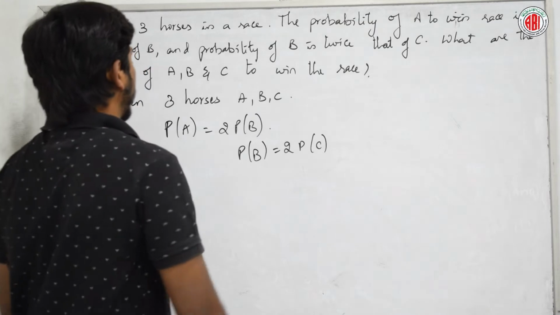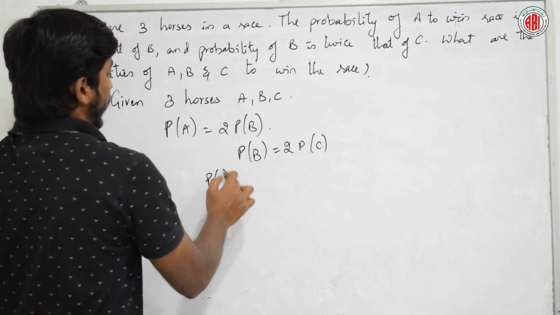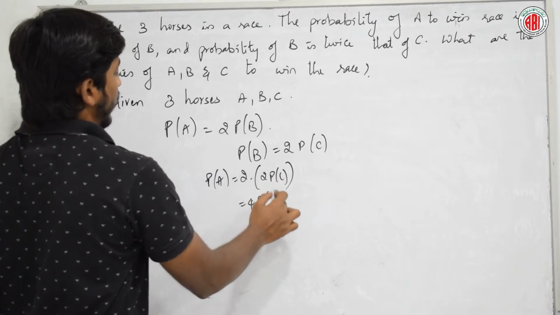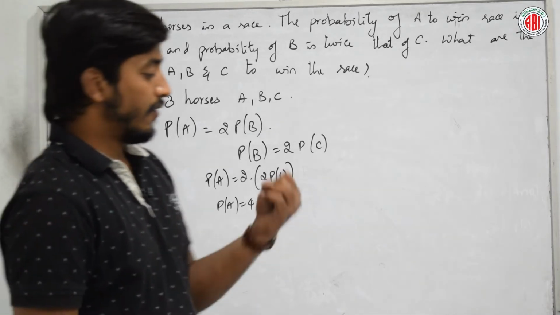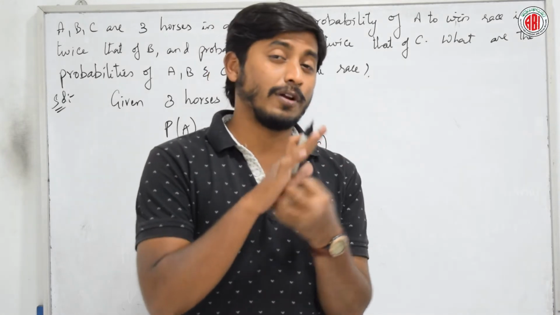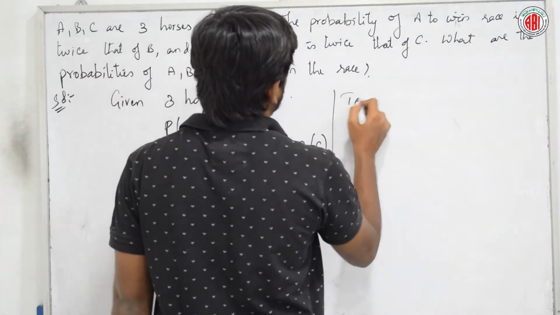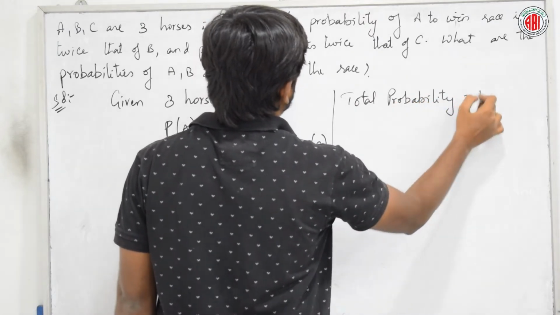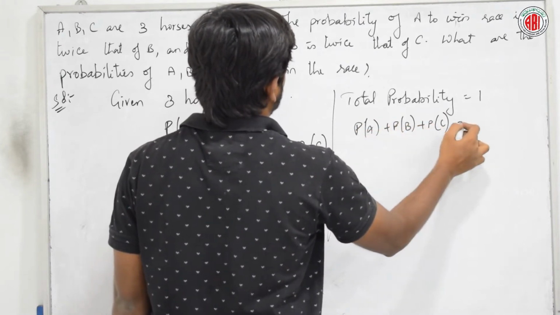If you observe here, P of A is double of P of B. P of B is double of P of C. So can I write P of A as double of P of C, which is 4 of P of C? And we have 3 probabilities. And the total probability is always 1. Just remember that. Total probability is always 1, that is P of A plus P of B plus P of C is always 1.